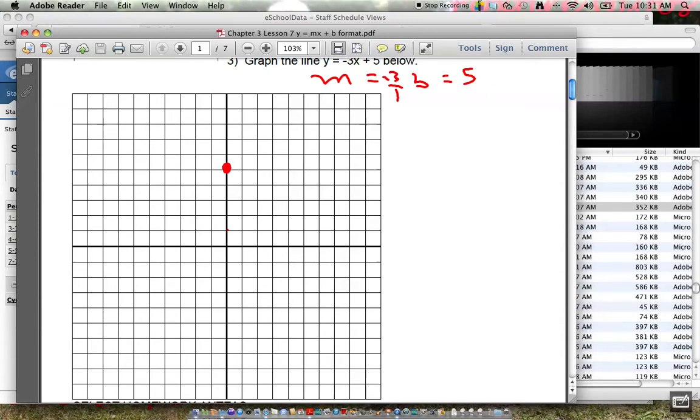Now, how do I move down 3 over 1? 1, 2, 3 over 1. And I get y equals negative 3x plus 5.